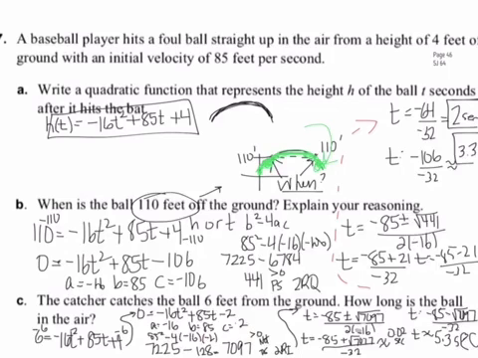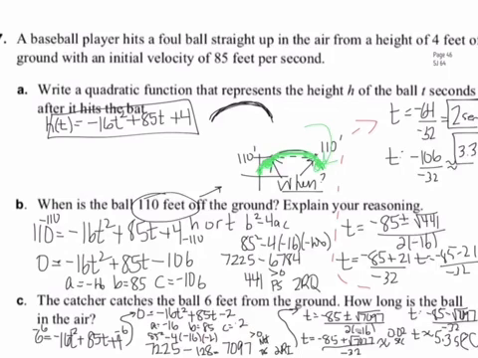I put both of these in the calculator. I did my numerator on top. I did negative 85 plus the square root of 7,097. I hit enter or equals, and then I divided that answer by negative 32, and I got 0.02 seconds. Then I did the same thing over here. I put this into the calculator. First, I hit equals or enter. I divided that by negative 32, and I got 5.3 seconds.